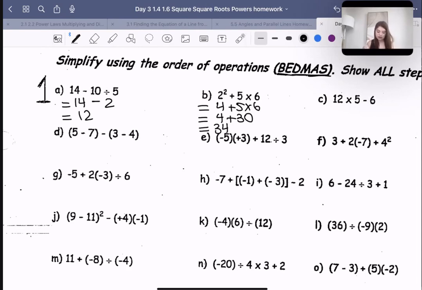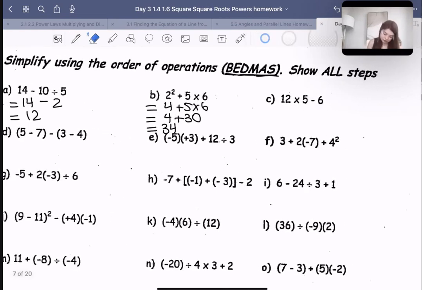So what is this all about? It's all about going through the list of, okay, do we have brackets? And if we do, we carry them through. Then if we have any exponents, same thing, we carry them through. If we have any division or multiplication, then carry it through. Then do we have any addition or subtraction, carry it through. So those are kind of the four main steps.